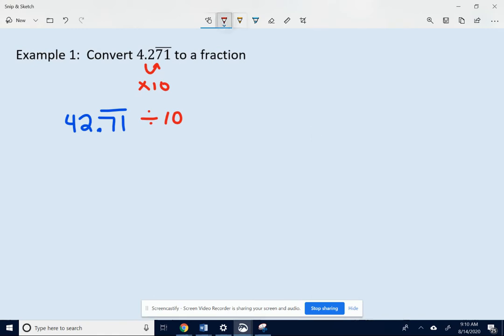Okay, now I can take 42.71 repeating and I can change that to a mixed number. Instead of writing 42 and 71 over 100, it's going to be 42 and 71 over 99. So I have 42 and 71 over 99 divided by 10. It's just a matter of now using the division of fraction ideas to go further with this.